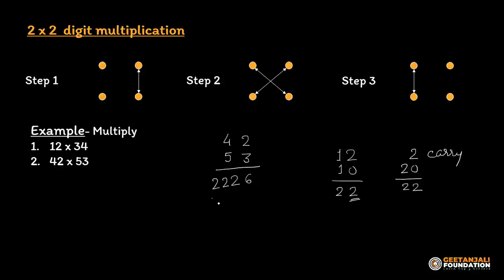42 times 53 is 2226. Practice this more and more so that you can do all these calculations mentally.